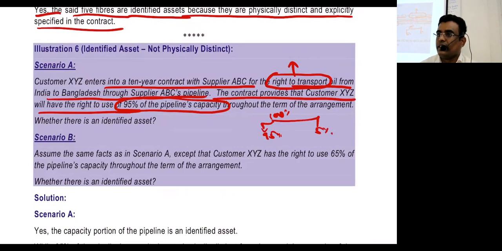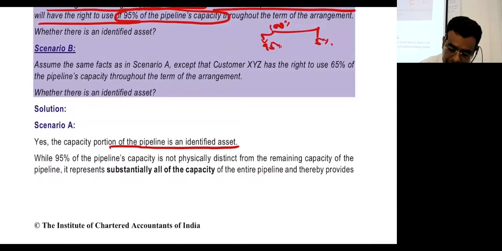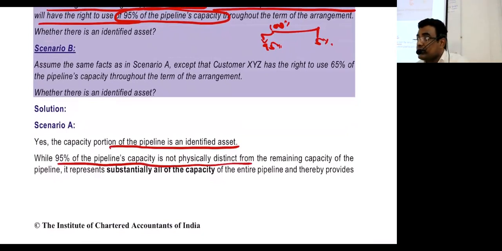Using this, substantive economic benefit throughout the term of the arrangement, whether there is an identified asset. Yes, the capacity portion of the pipeline is an identified asset, while the 95% of pipeline capacity is not specific. See, physically he could not see it.